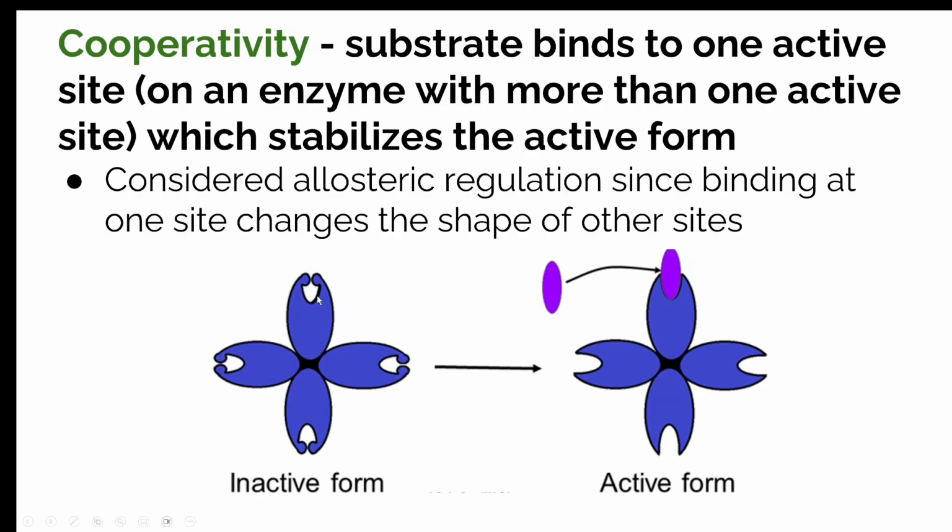So suppose this active site was actually supposed to be open instead of closed. When a substrate comes in and binds to one of these active sites, it will actually open up the other active sites as well. So it's kind of a rare thing to see. We won't talk about it too much, but it does happen where a substrate binding to one active site will open up additional active sites on the enzyme.